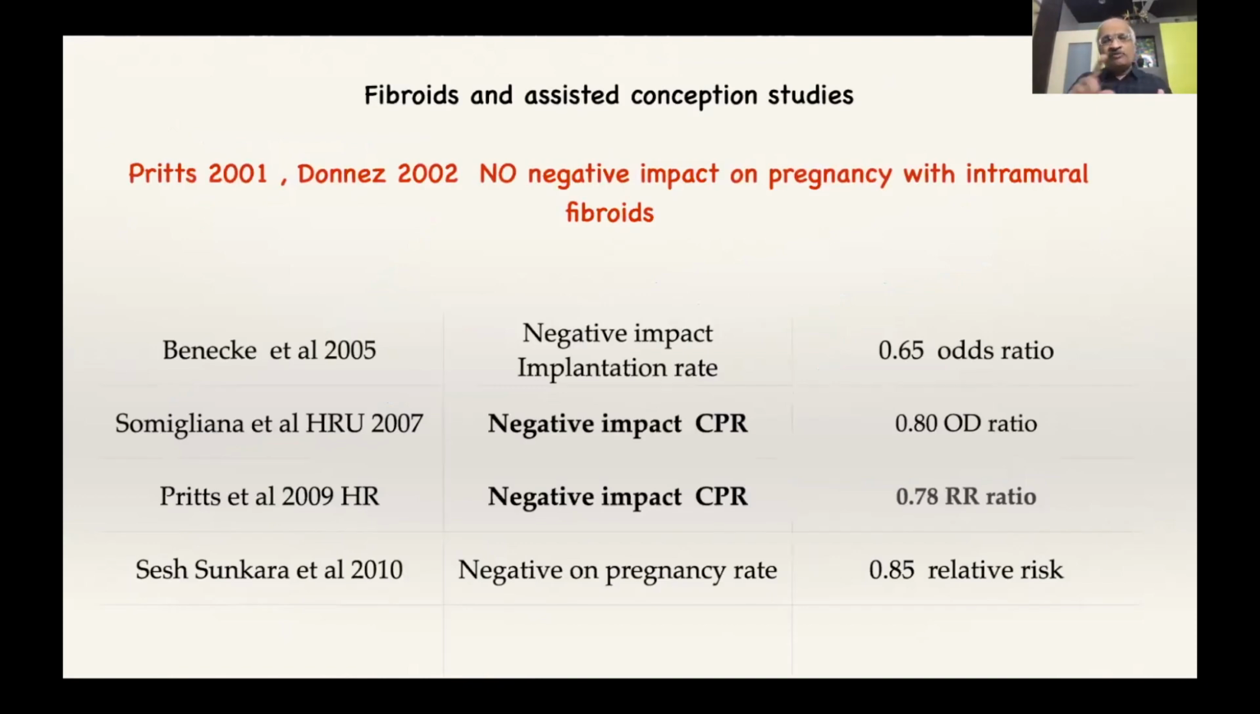I think it's always been an up and down story. When you go to the last decade, the first studies came with Pritts and Donnez in 2002. They said there is no negative impact on pregnancy with intramural fibroids undergoing IVF and ICSI. Then till 2010, there were about 4 studies by Benecke, Somigliana, Pritts, and Sunkara, and all of them reported a negative impact on the implantation rate and clinical pregnancy rate, and it was statistically very significant. So all the studies in the last decade said that whenever you have an intramural fibroid, there will be a negative effect on the pregnancy outcome in an IVF ICSI cycle.